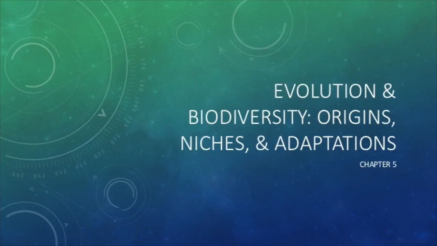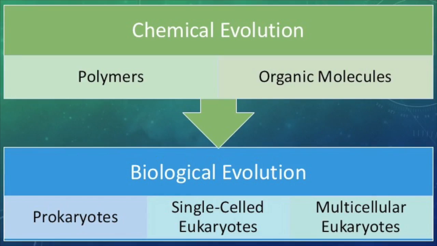Chapter 5: Evolution and Biodiversity: Origins, Niches, and Adaptation. Our planet is in what is considered the Goldilocks zone. It's not too cold, not too hot, not too big, and not too small. As a result, Earth slowly evolved into a planet that could eventually sustain life. There were two steps to this evolutionary process, both chemical and biological.